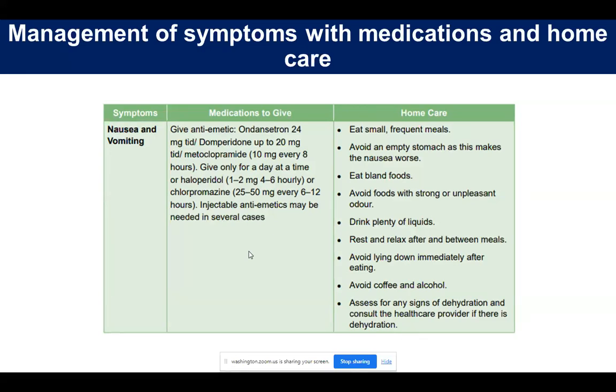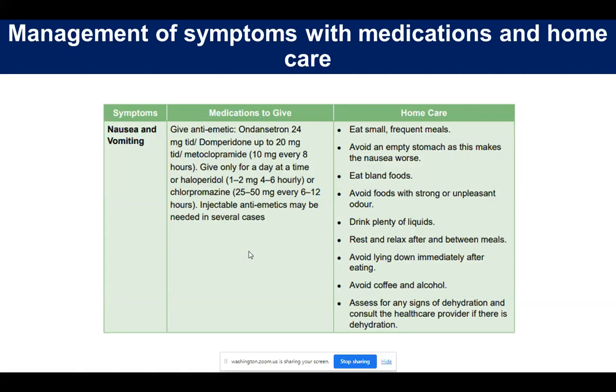Tell the patient to eat small, frequent meals, avoid an empty stomach, and eat bland foods whenever there is vomiting or nausea. Tell them to eat bland food because they are not getting any taste out of it. But the nutrition factor should be there, that we have to nourish the patient with the food. Avoid food with a strong or unpleasant odor. Drink plenty of liquids, whether it is ORS, or some juice.